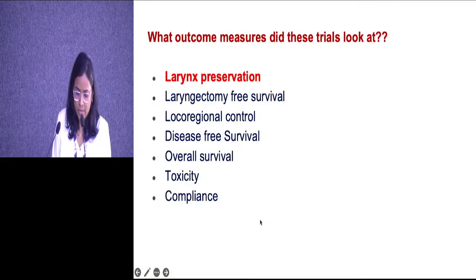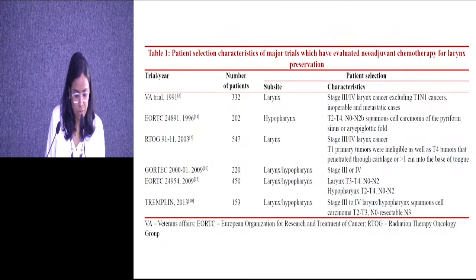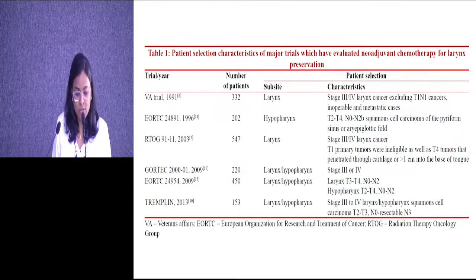And what is the evidence that we had? What did these trials look at? Of course, the main focus of all these neoadjuvant versus chemoradiation trials looked at larynx preservation and laryngectomy-free survival and other important endpoints which we look at in head and neck cancers: locoregional control, disease-free survival, and overall survival. So these are some of the old studies which actually changed the treatment paradigm, moving from total laryngectomy in the late 80s, before the 1990s, to slowly preserving the organ by using various approaches such as concurrent chemoradiation or neoadjuvant or induction chemotherapy followed by radiotherapy.